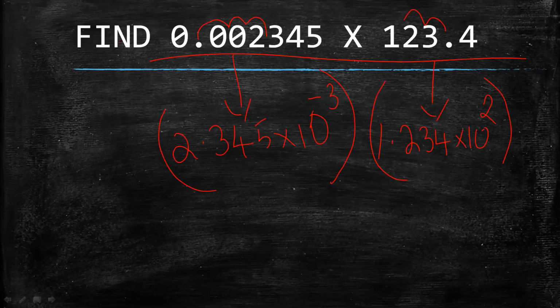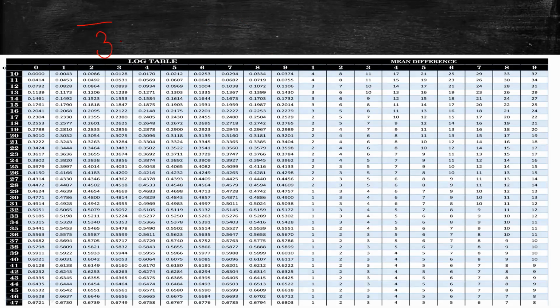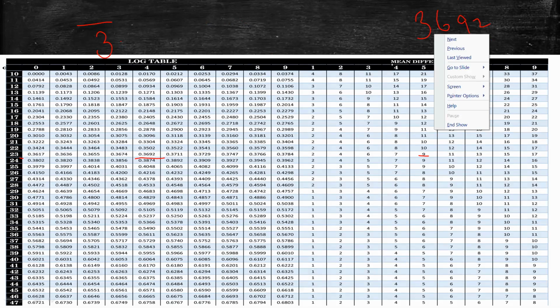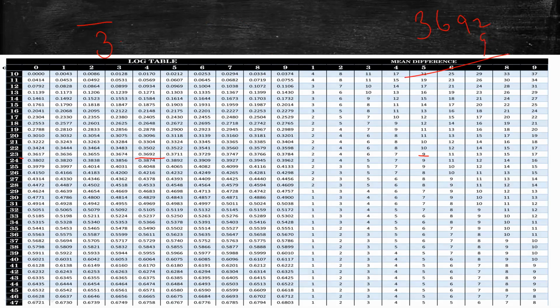3.2345 means you have to see 23, 4, and then 5, right? So first you look into the number column 23 and 4 means 0.3692. So I'm writing it as 3692. 23, 4, 5, right? So in the mean difference column, 5 corresponds to 9, which means 3701. So this is the log of the first number, 3701.